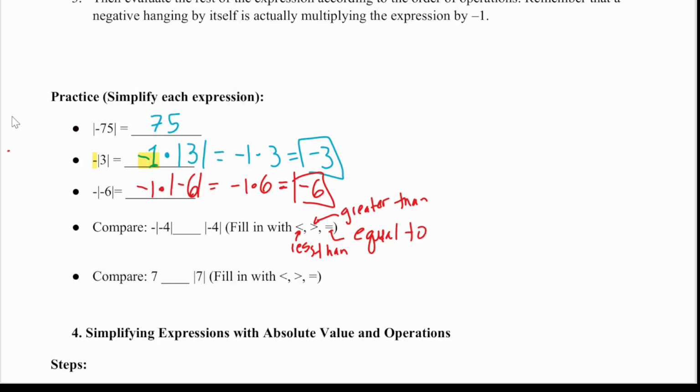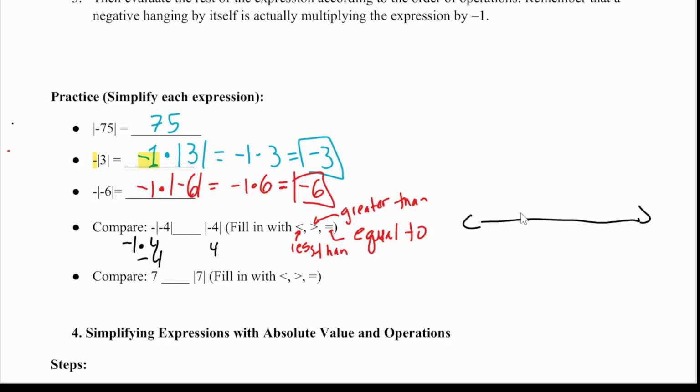So let's evaluate some of these in order to compare them. So for this first one, where I have negative absolute value of -4, that means -1 times the absolute value of -4, which is 4. So that really simplifies down to -4. For the next one, I have the absolute value of -4, that is 4, because the absolute value of -4 is 4. So here this is really asking, how does -4 compare to 4?